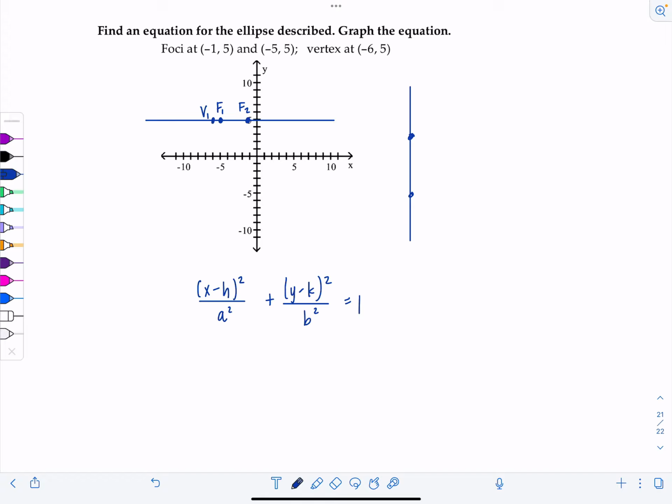So the center, since they gave me the 2 foci, it has to be halfway between, right? This is at -5, this is at -1. They're 4 apart. Half of that would be 2 units from each one. So the center is at -3, 5. Right? -3, 5. There's the center. C is the distance from the center to one of the foci. So C equals 2. And then the distance from the center to one of the vertices is A. So A is 3.